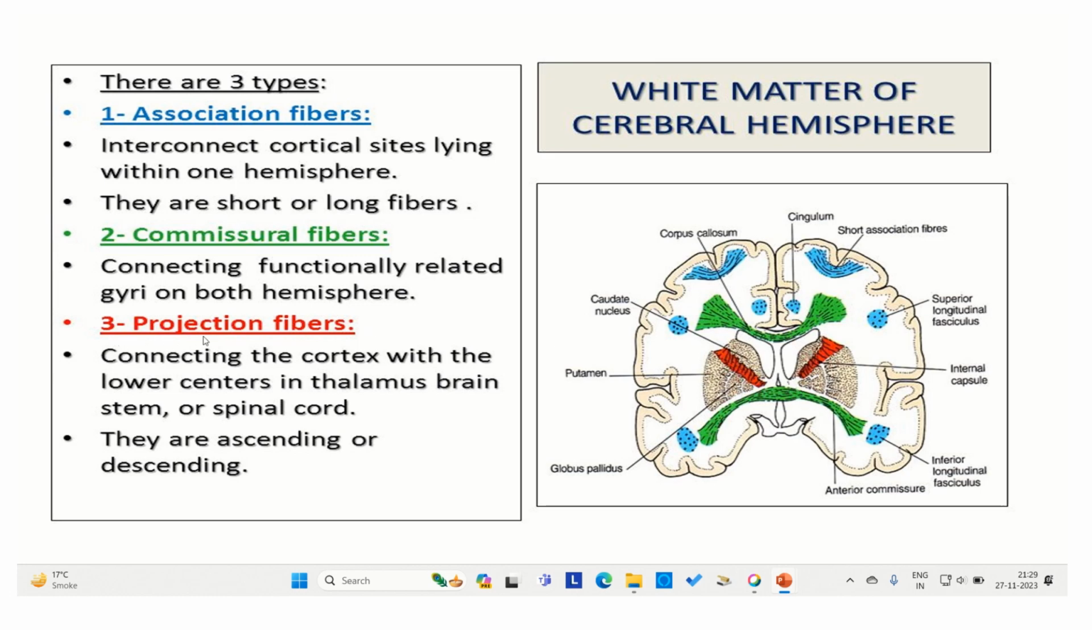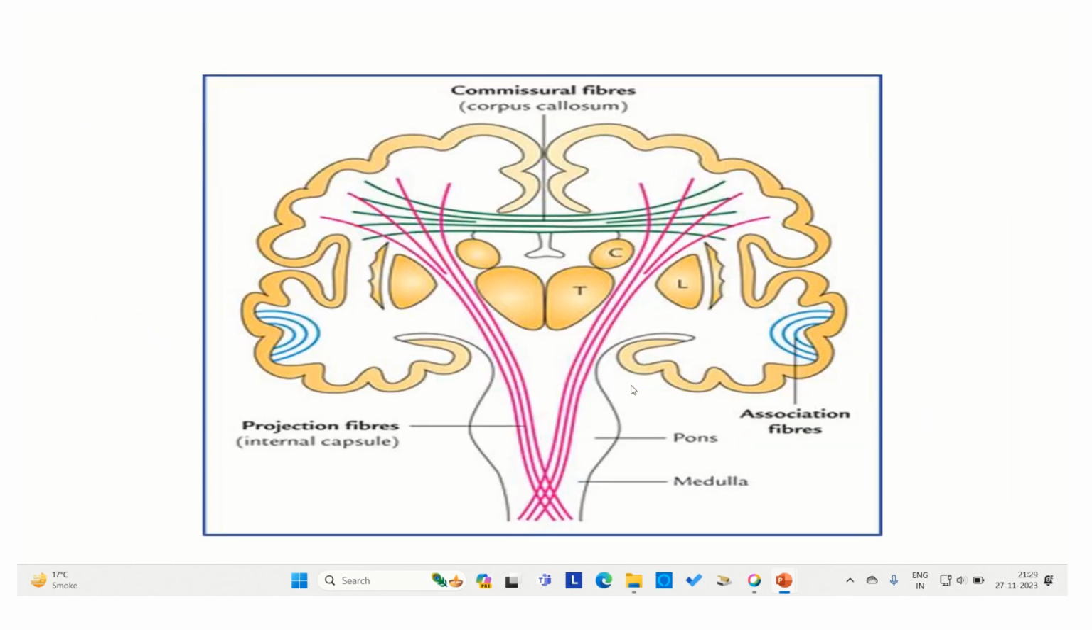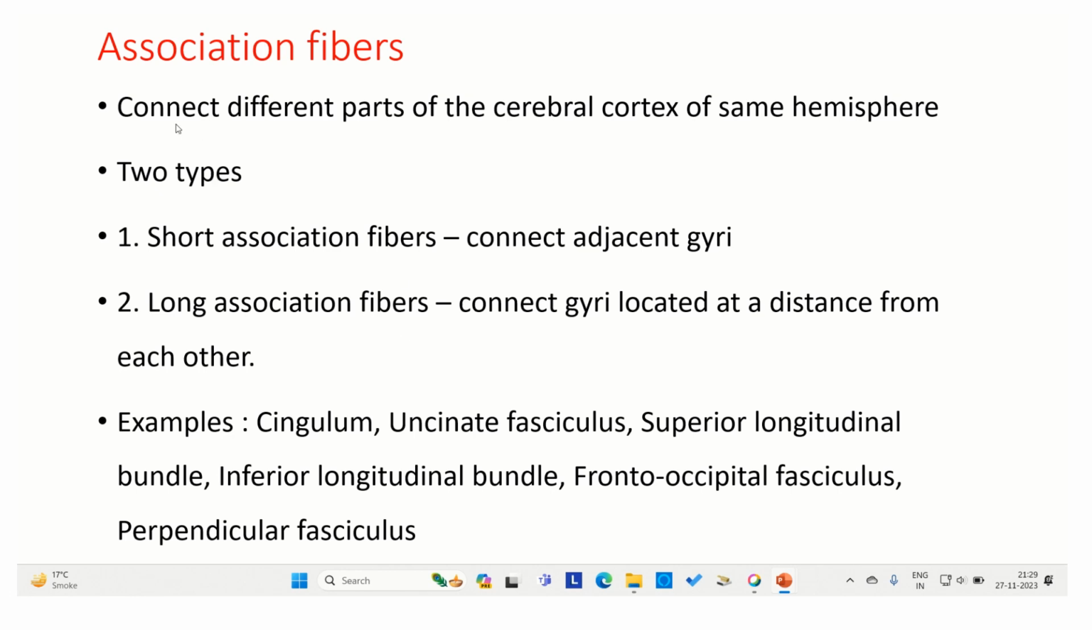Then the third type is the projection fibers, connecting the cortex with the lower centers in the thalamus, brainstem or spinal cord, or vice versa. So they are ascending and descending. You can see here these are the projection fibers. These are the commissural fibers, these are the association fibers. Association fibers connect different parts of the cerebral cortex of the same hemisphere. Two types: short association fibers connect adjacent gyri. Long association fibers connect gyri located at a distance from each other.